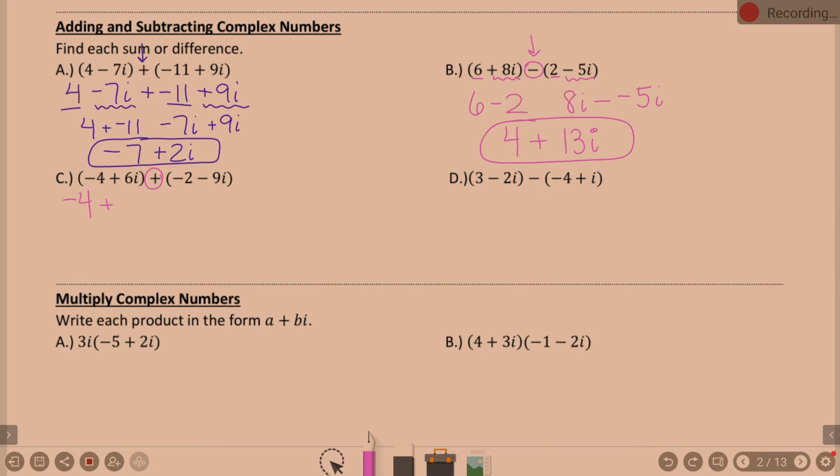So, negative 4 plus negative 2 is... What is negative 4 plus negative 2? Negative 6. Okay. Then what do we have in our imaginaries? 6i is going to be added to what? Negative 9i, yes? Realize when it says minus 9i, we take that as a negative. And 6i plus negative 9i is going to be negative 3i. 6 minus 9, negative 3. So negative 6 minus 3i. And D.